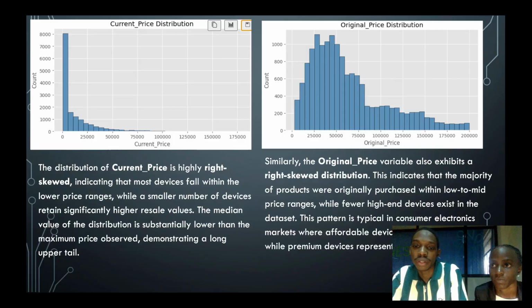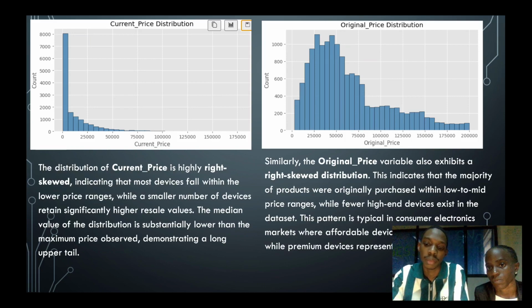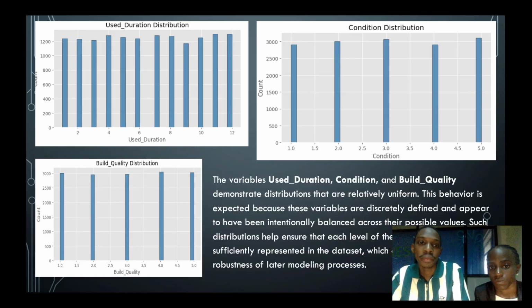The next one was original price distribution, and similarly, the original price variable also exhibits a right skewed distribution. This indicates that the majority of the products were originally purchased within low to mid price ranges, while fewer high-end devices exist in the dataset. This pattern is typical in consumer electronics markets, where affordable devices dominate the market, while premium devices represent a smaller segment.